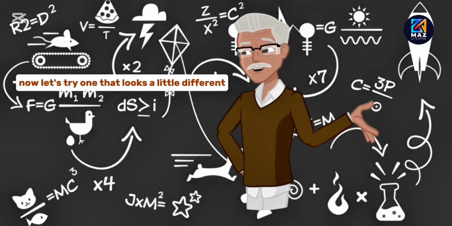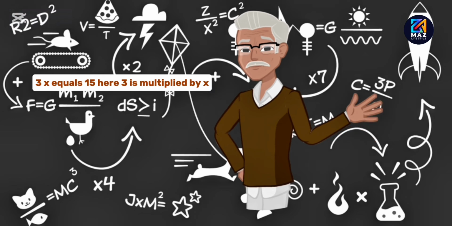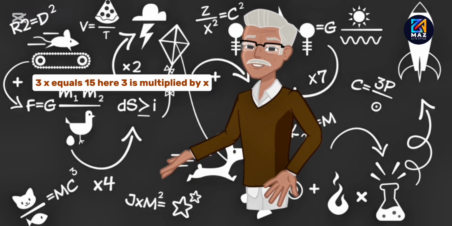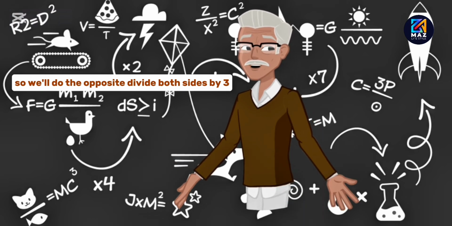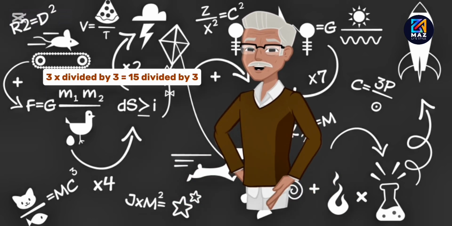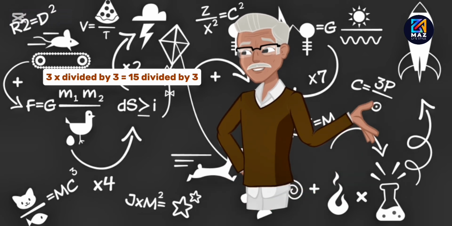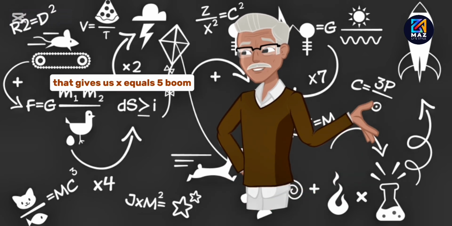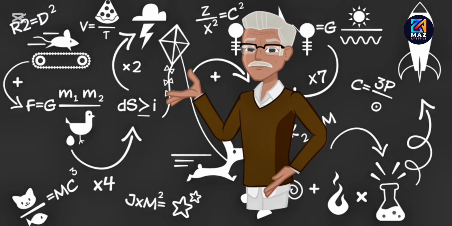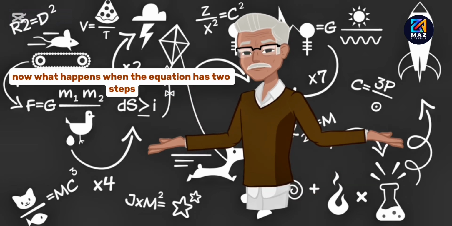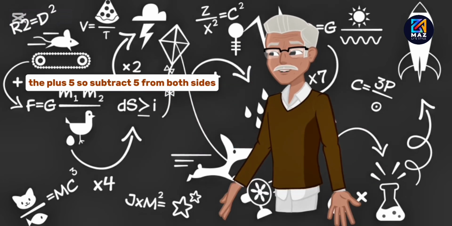Now let's try one that looks a little different. 3x equals 15. Here, 3 is multiplied by x. So we'll do the opposite. Divide both sides by 3. 3x divided by 3 equals 15 divided by 3. That gives us x equals 5. Boom. Another one done. Now what happens when the equation has two steps, like 2x plus 5 equals 13?